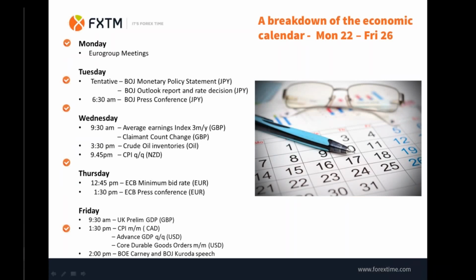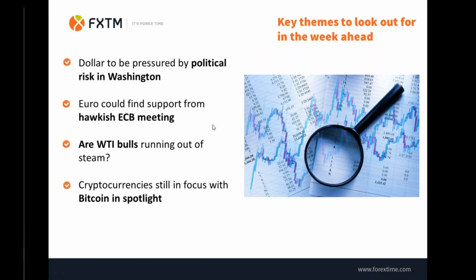So before moving forward, I want to ask if everybody's okay with the market themes that we've discussed. In a nutshell, what we are looking for this week is further dollar weakness based on the political uncertainty in Washington. We're looking for the euro to potentially appreciate further thanks to a hawkish ECB minutes.